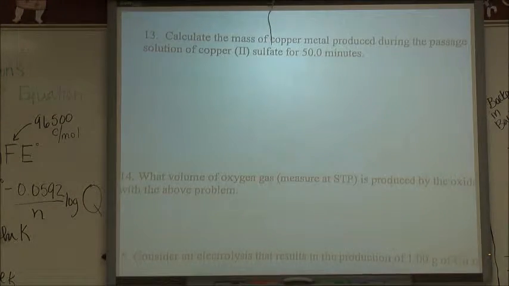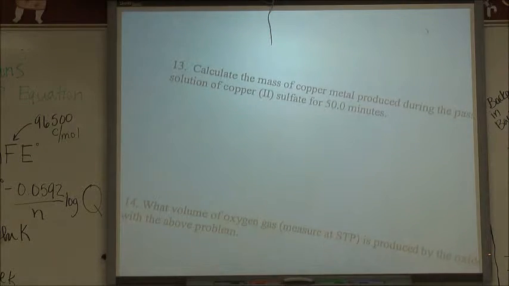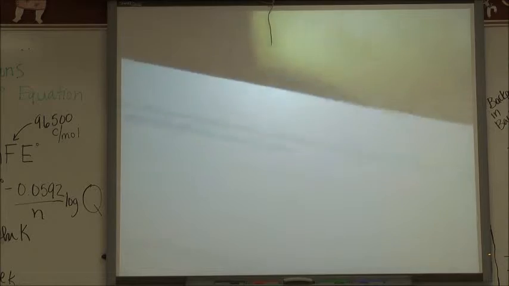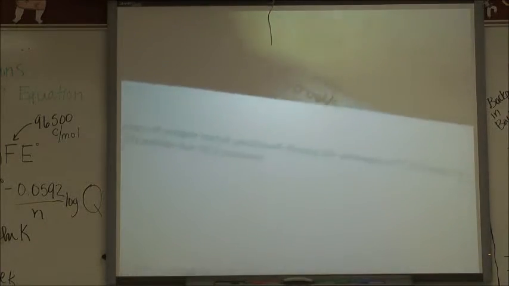If that was an AP equation, you would just write H2O goes to H2 and O2. That's it. So you balance it. It would be 2H2O goes to 2H2 plus O2.